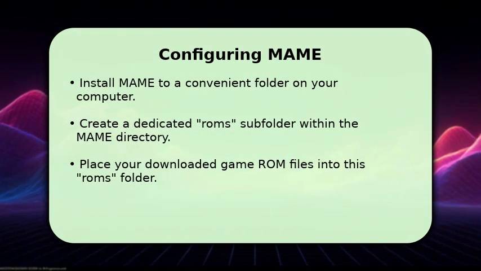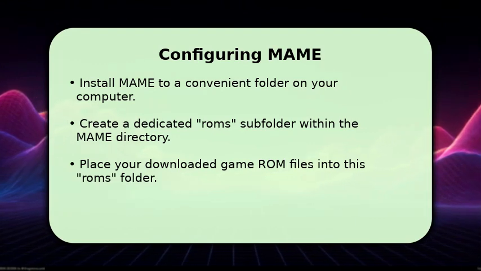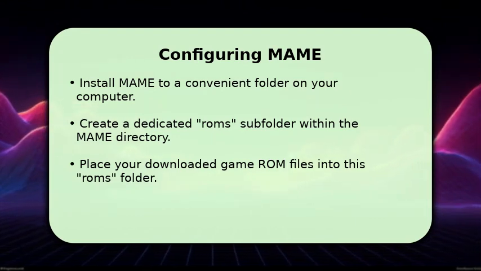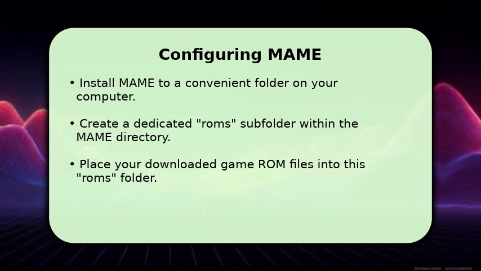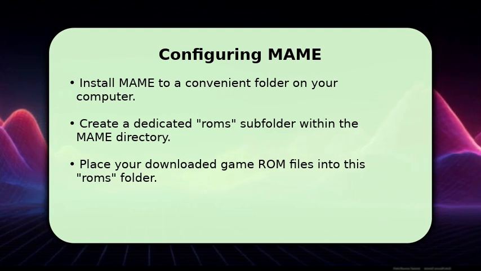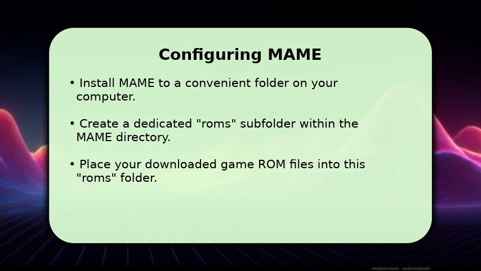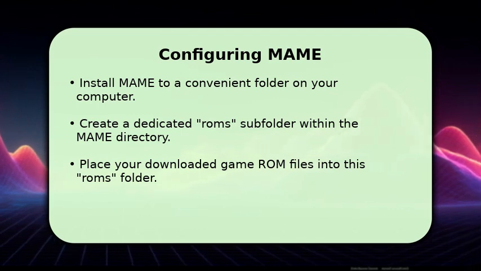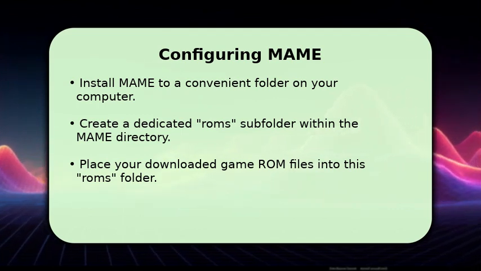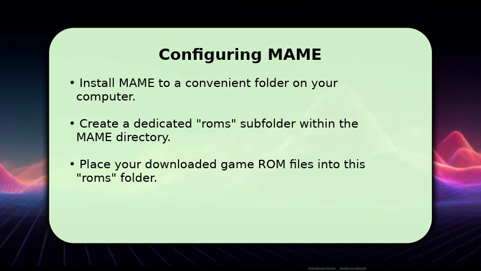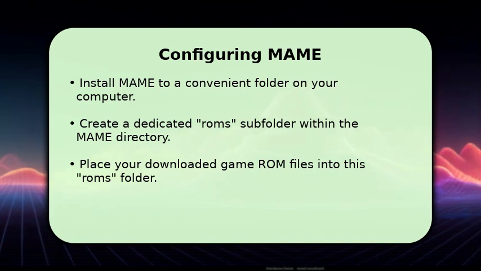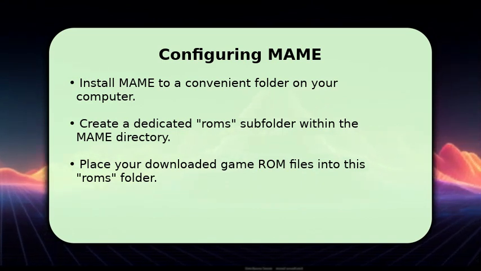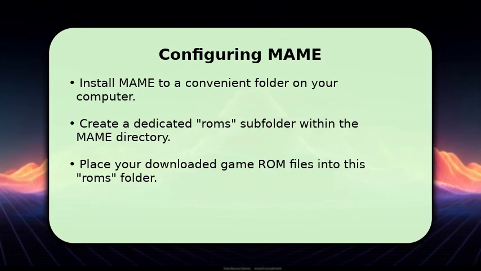Once you have both MAME and your ROMs, it's time for setup. Install MAME into an easily accessible folder on your computer. Inside the main MAME directory, create a new subfolder and name it ROMs. This is where all your downloaded game ROM files will go. A critical step here is to leave your ROM files compressed in their original zip format. MAME reads them directly without needing extraction. This keeps everything tidy and functional.